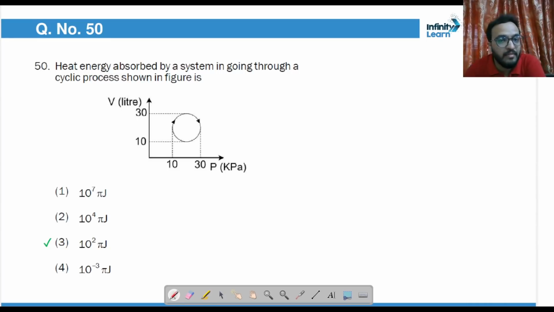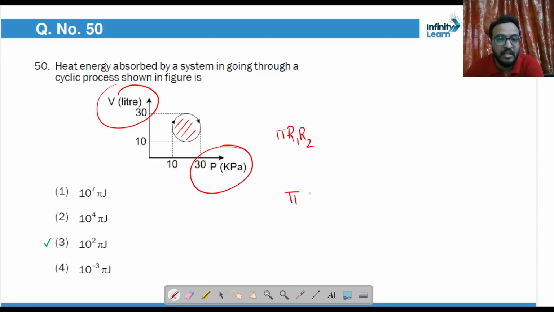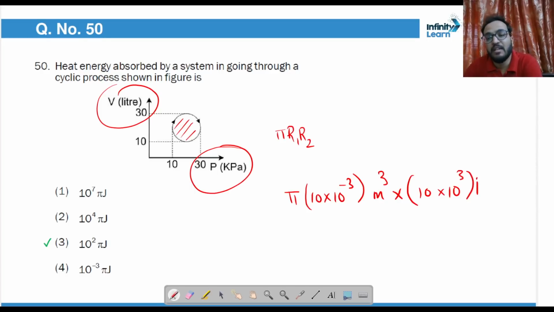Okay. Last question. Here the answer will be the area of this circle. So it is pi r1 r2. R1 is the radius for the vertical axis. R2 is the radius from the horizontal axis. From the vertical axis it will be 30 minus 10, that is 20 by 2 is 10. So it is 10 into 10 to the power minus 3 meter cube, into horizontal axis 30 minus 10 is 20 by 2 is 10 is the radius, into 10 to the power 3 kilopascals, so pascals. So it will become 100 pi joules, that is 10 to the power 2 pi joules.